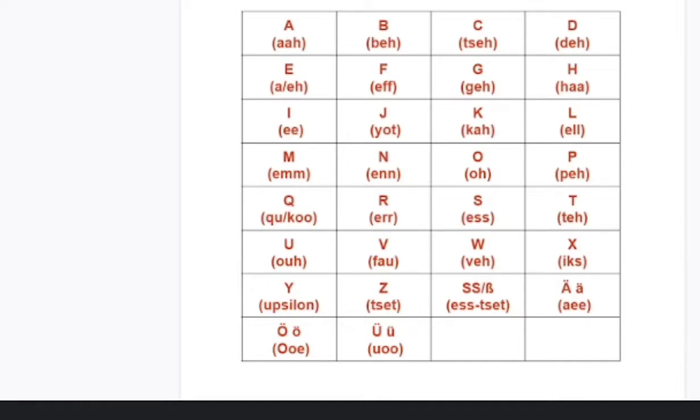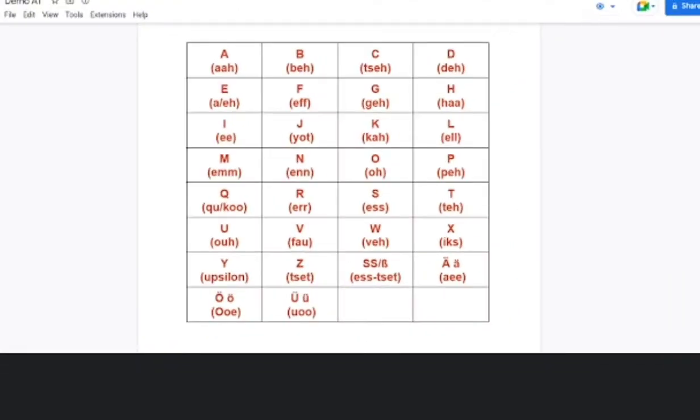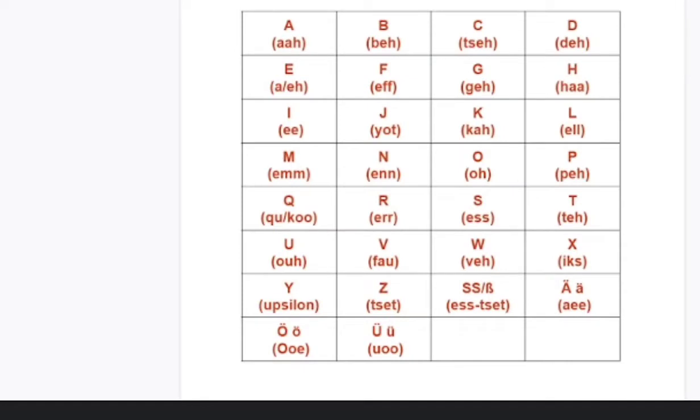For example, I'm writing one name in the chat box: Julia. How will you pronounce it? Yulia. Because J is pronounced as Y when it's in a word, and simply it's called Yot. M till L, from L till N, it's the same. L, M, N. You know this, you can repeat from A to N: A, B, C, D, E, F, G, H, I, J, K, L, M, N.